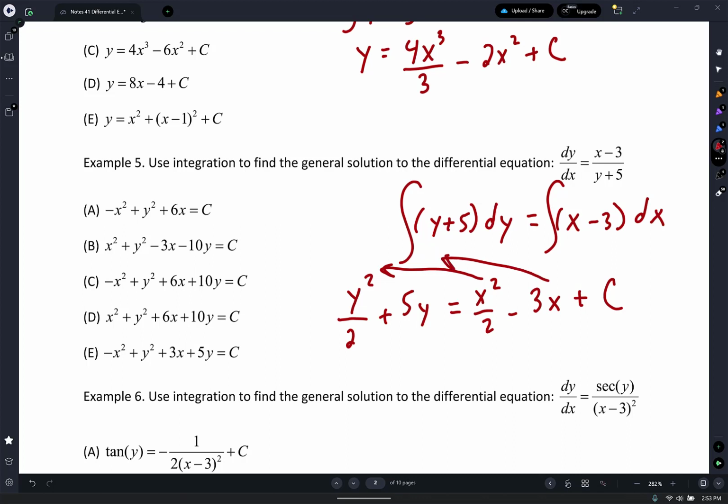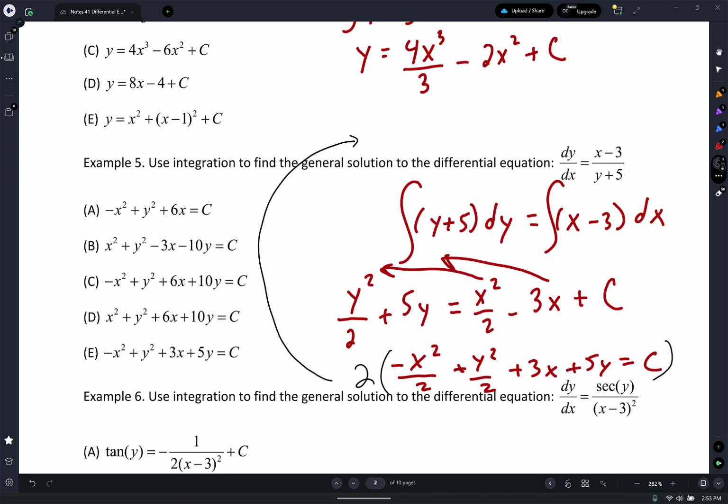So I'm going to have, let's see, and then we'll see. I'll talk to you about it in a little bit when we get there. Negative x squared over 2 plus y squared over 2 plus 3x plus 5y equals C. I don't see that answer in there. Multiply everything by 2. So let's see. If I multiply everything by 2, now I'll leave the color over here. Negative x squared plus y squared plus 6x plus 10y equals C.